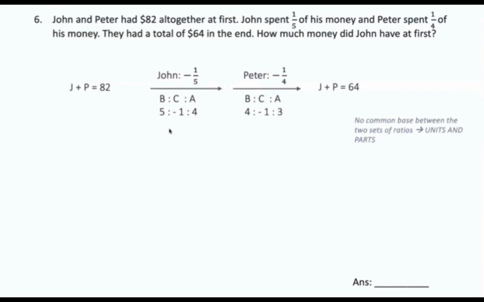Again, there's no common base, so units and parts. I'm going to form the first statement. The third step is look for value, which is 82 and 64. I shall form the first statement using 82. 82 is the beginning of John plus the beginning of Peter. So 5 units plus 4 parts is 82. Now look at the second value, which is 64. 64 is the end of John plus the end of Peter. So 64 is equal to 4 units plus 3 parts.